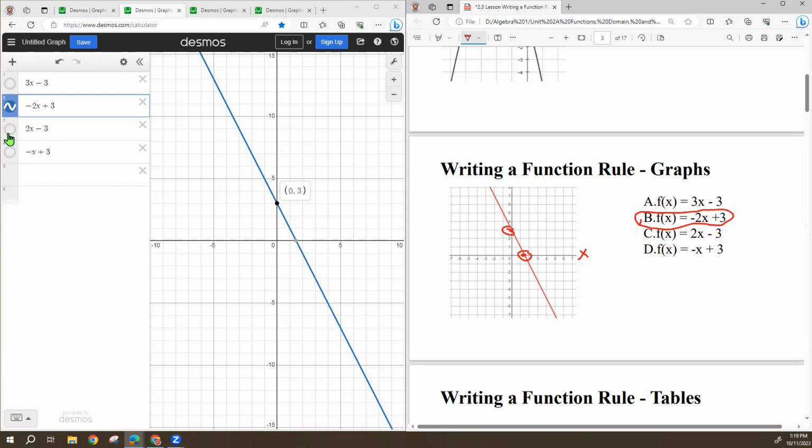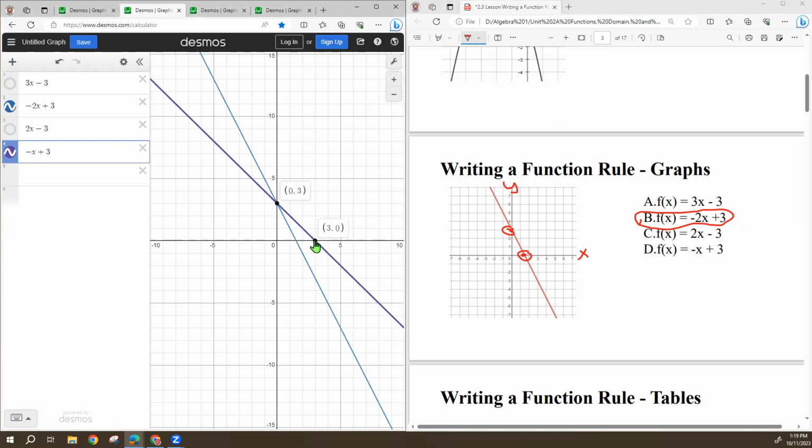And I can show you the other ones. That one goes up to the right. That's not going to be it. That one does go down to the right. It does cross this y-axis at the same place. However, you can see over here, it crosses a little further over than the picture I started with. So it has to be the blue one.